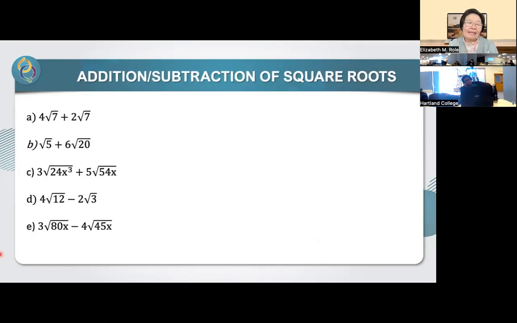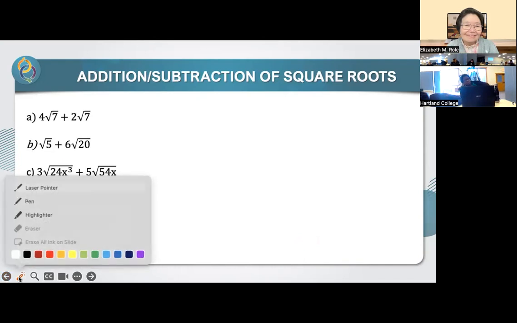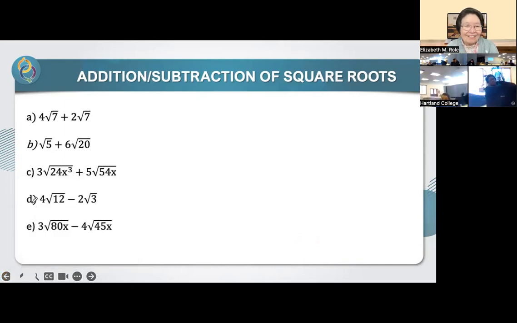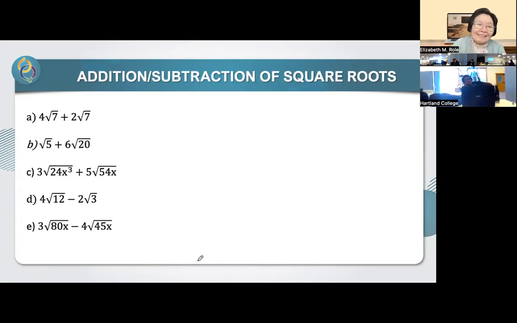Okay. So letter A, immediately you can tell me the answer. Answer for letter A? 6, the square root of 7. Yes, 6, the square root of 7. Very good. So once they have the same radicand, just add or subtract the numbers.